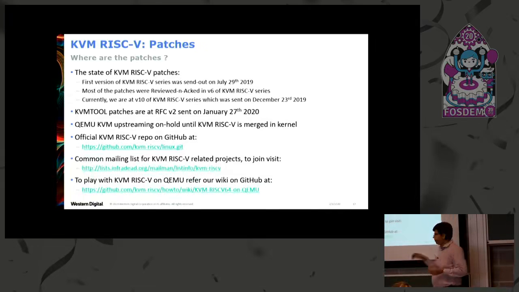We are working in the background, but we are not upstreaming anything because we want KVM RISC-V to be merged in the kernel first. And then here are some of the important links. So this is the developer repo or the maintainers repo. And then we also have created a mailing list because KVM RISC-V is not just about the kernel support. There are also user space pieces like libvirt, QEMU, KVM tool, and other pieces. So for that, we have a common list where you can CC all the patches. And then we also have a wiki set up on GitHub as well. We right now have one important page where, using the steps over there, you can just replicate whatever we have done so far.